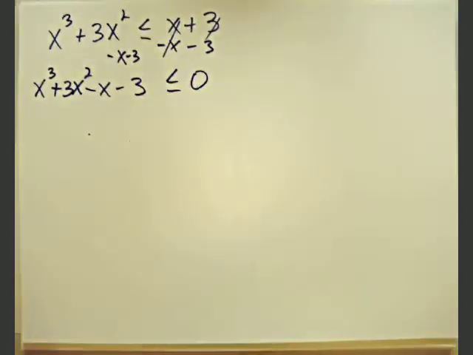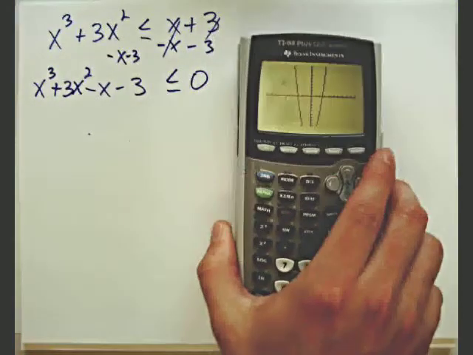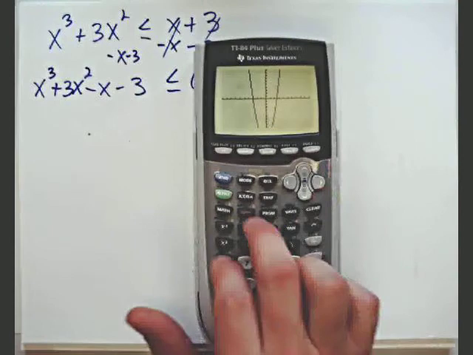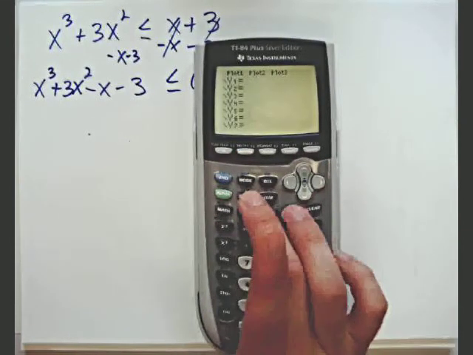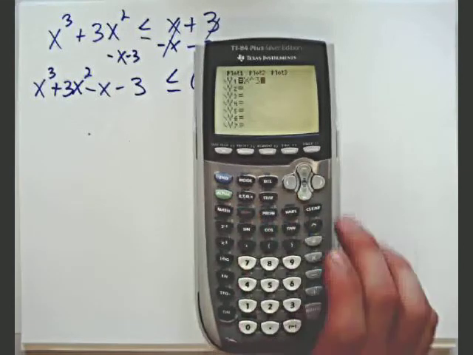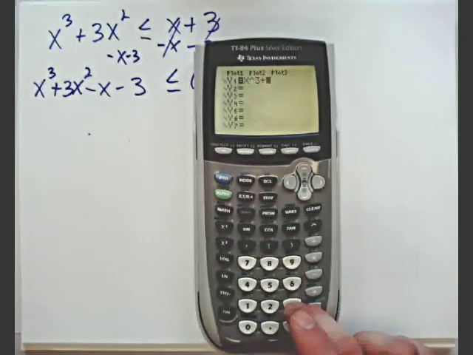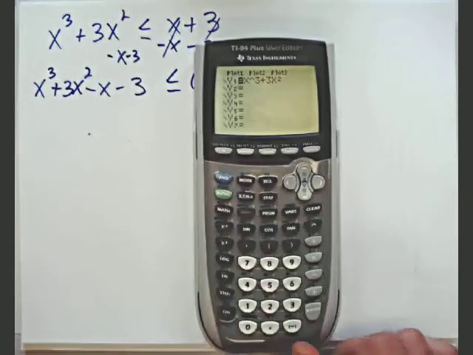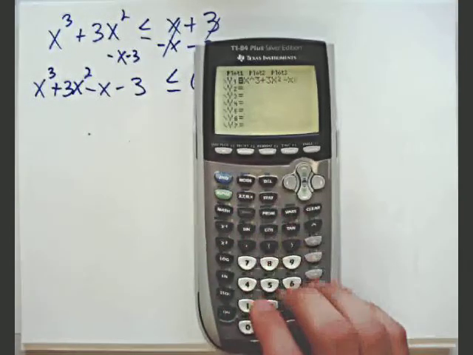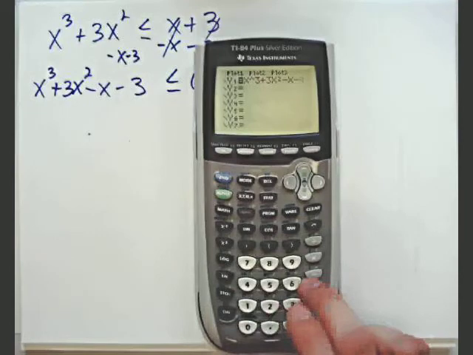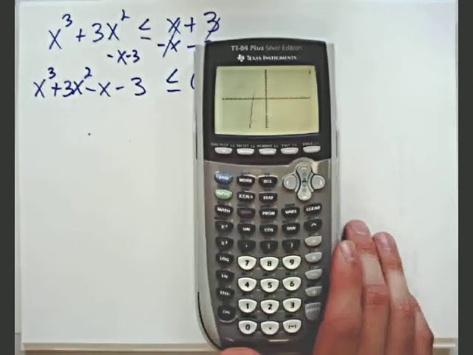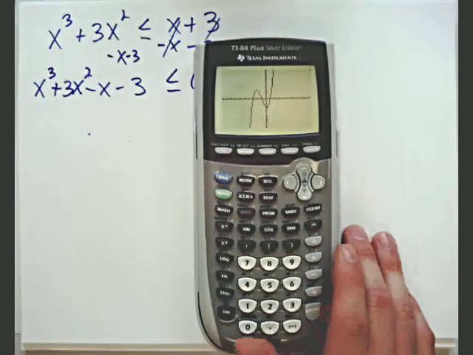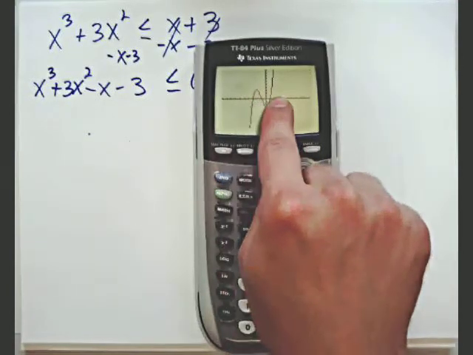Again, a lot of these will factor, and you can solve for the x-intercepts that way, but if we're going to look at the graph anyway, we can find those on our calculator. So y equals, clear our last function, type in x cubed plus 3x squared minus x minus 3. And our graph looks like this, and we can see that there are 3 x-intercepts.